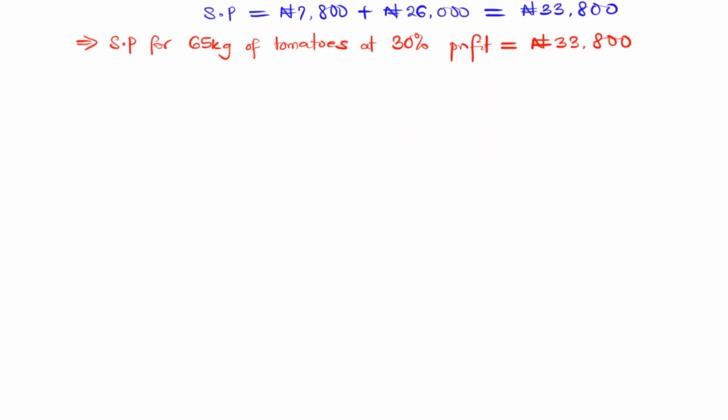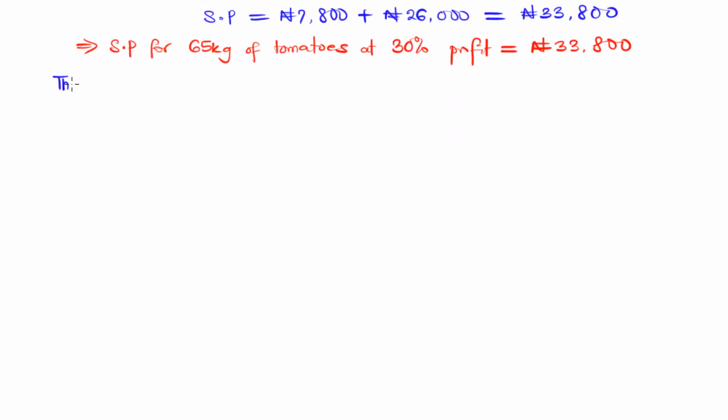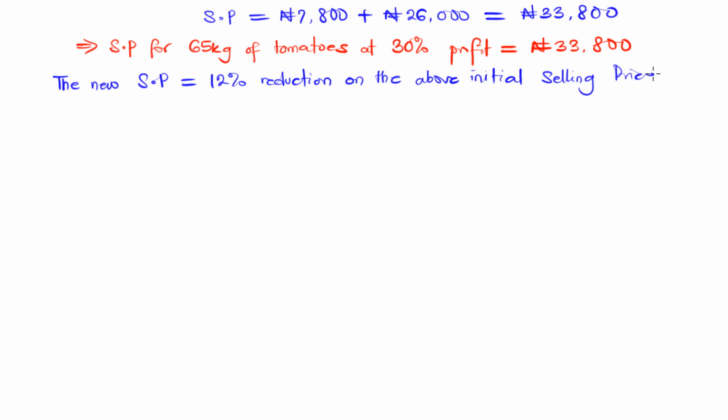So it's not the case of the half that she has sold that we are concerned about. We're now looking at the new selling price, which we are told is a 12% reduction from the initial selling price that we just calculated. So that new selling price is a 12% reduction on the above initial selling price. Again, we just need to be careful here. We are told that it's a 12% reduction. The reduction makes it quite interesting.